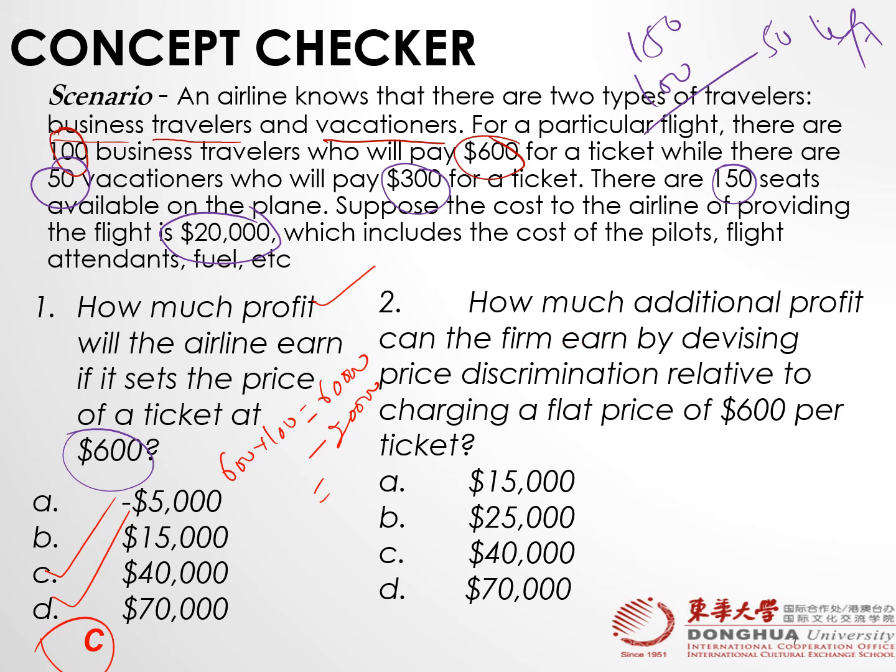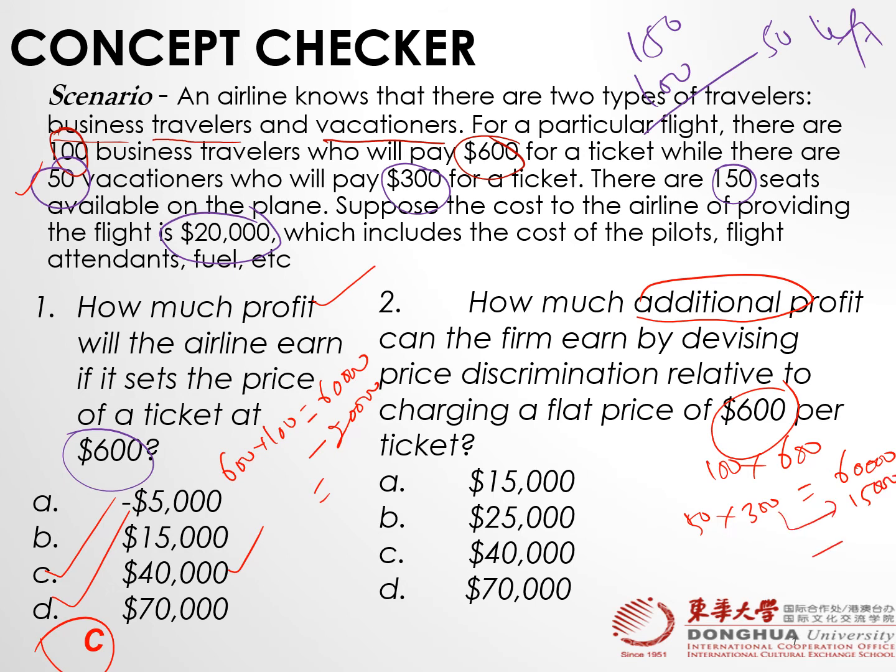how much additional profit can the firm earn by devising price discrimination relative to charging a flat price of 600? So remember, we are talking about additional profit above this 40,000. So if discriminatory prices, then the company can also allow these passengers as well. So the company's total revenue will be: 100 seats will be sold at 600, answer would be 60,000. 50 would be sold at 300, answer would be 15,000.